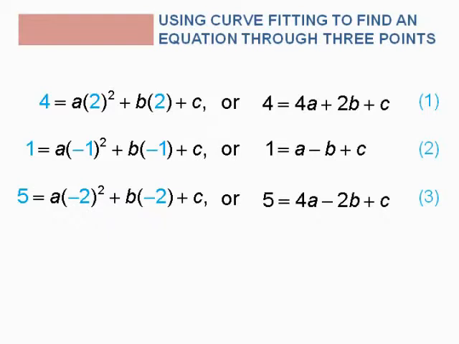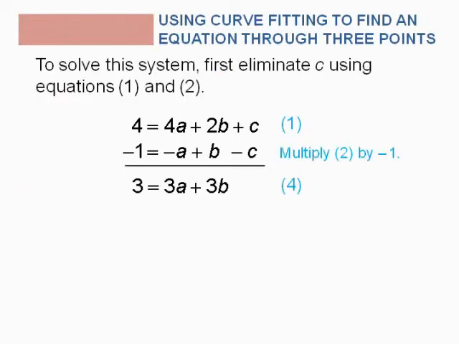There is equation 1 with x being 2 and y being 4. Plugging 2 in for x and 4 in for y, the first equation is 4a plus 2b plus c is 4. The second ordered pair, when x is -1, y is 1, will give us a minus b plus c equals 1. And the third equation with the (-2, 5) point will yield equation number 3.